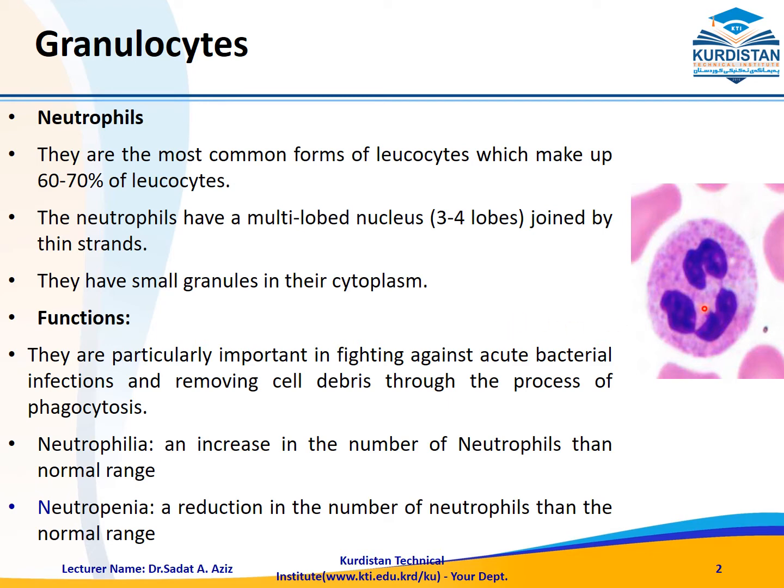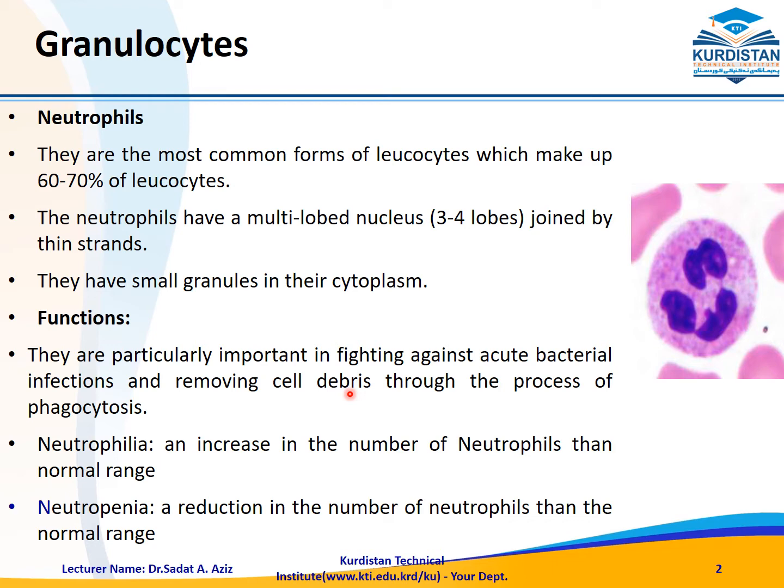Neutrophils have some functions. The first function of the neutrophil is fighting against bacterial infection, especially when there is an acute bacterial infection, and it is also involved in the process of removing cell debris through the process of phagocytosis. The cell debris can be accumulated during the process of inflammation when there is an injury or when there is an infection. The first cell which gets to the site of the injury or the infection is called neutrophil.